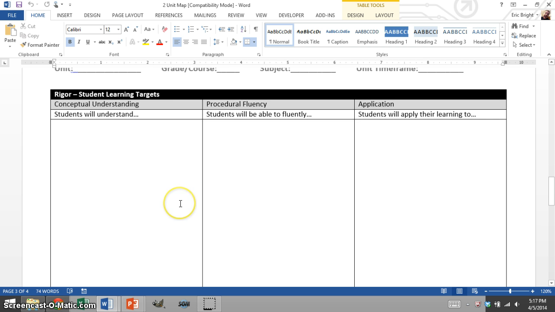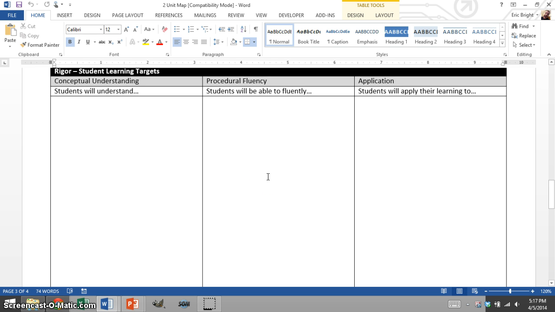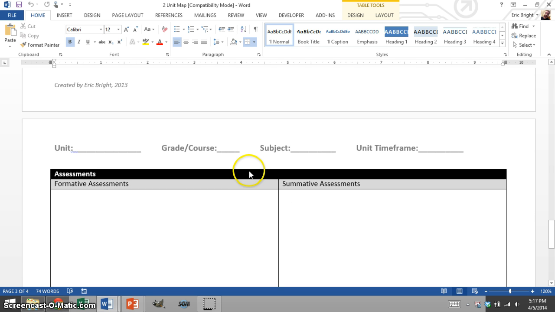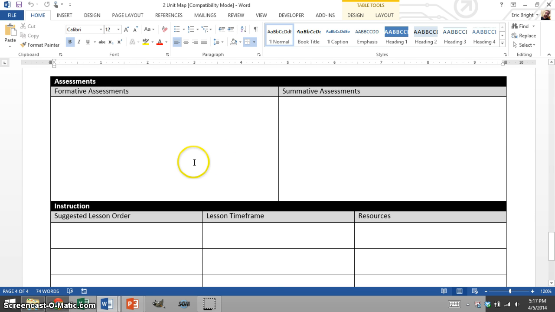Okay, and then for rigor, we're thinking, what are the student learning targets? What do the students actually have to do? And this again breaks down into your 3 categories. So students will understand that what? What is it that's a conceptual understanding piece? What is it that's a procedural fluency piece? And what is it that's an application piece? Okay, so to fill that out, actually let me just continue on with the document for just a moment.